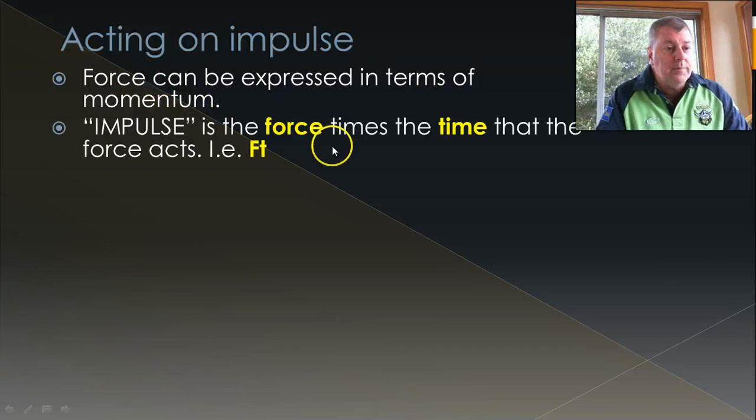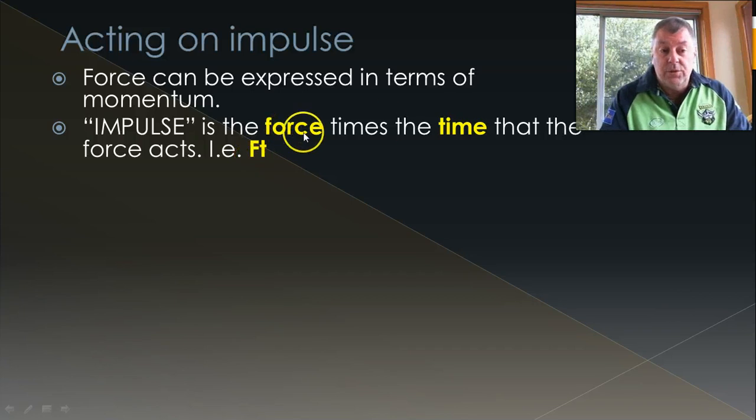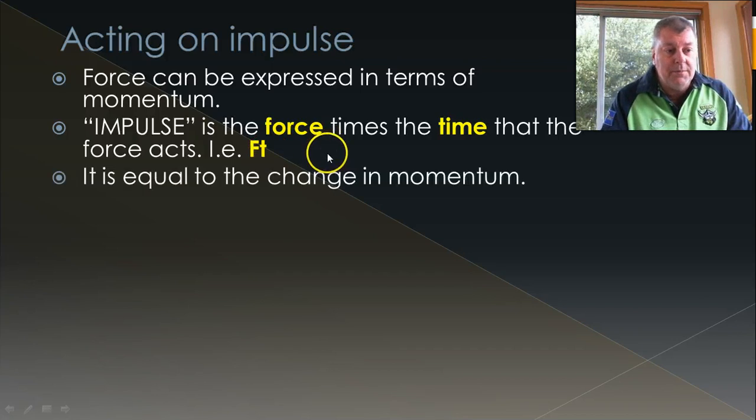How does that work? Well, force times the time that the force acts is a thing called impulse. And it doesn't have its own letter. We actually just use the letter for force and the letter for time, and Ft is impulse. Now, how does that relate to momentum? Well, Ft, the impulse, is equal to the change in momentum.